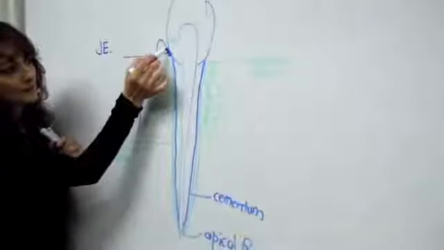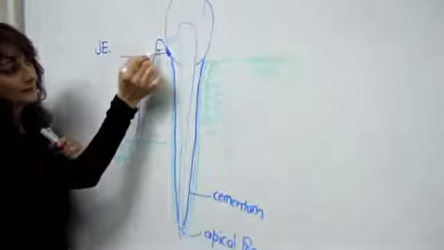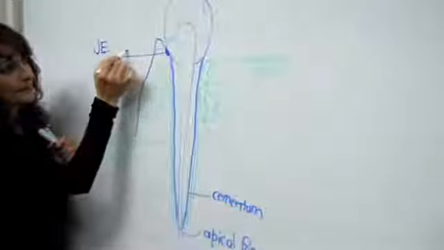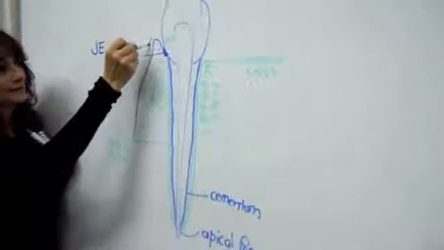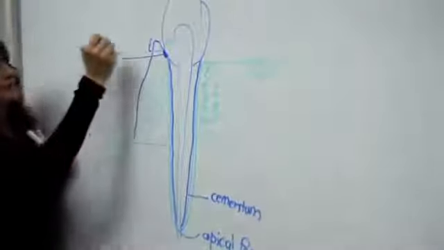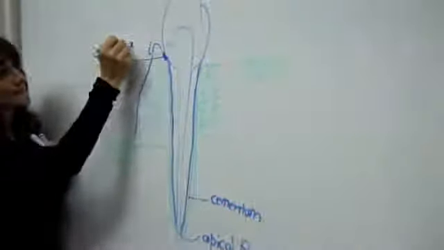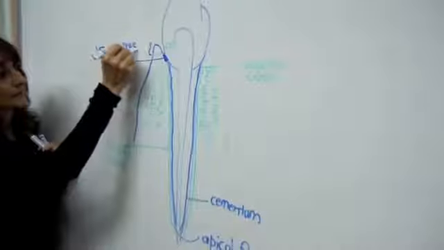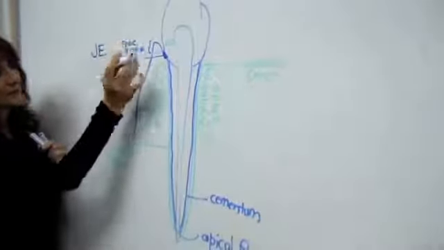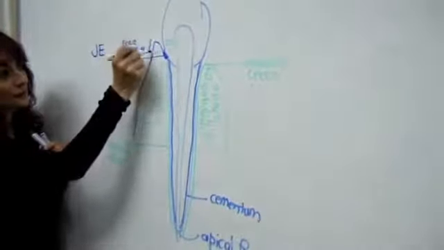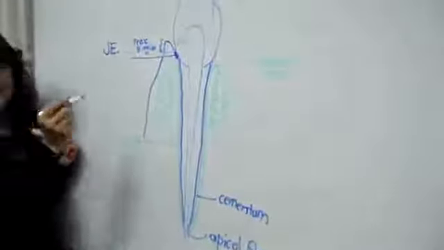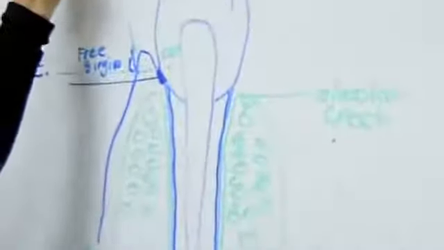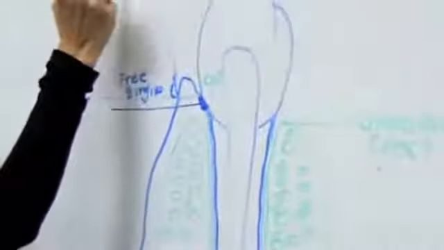Now if you notice here, I'm going to draw a dotted line about there, because what am I representing here? Yep, the free gingiva. Which means that about this point here we have a little groove. And that groove is the? Yep. The free gingival groove.